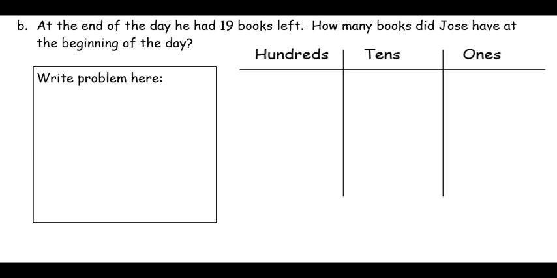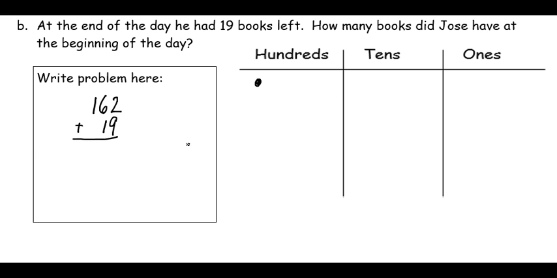The last question says, at the end of the day, he had 19 books left. How many books did Jose have at the beginning of the day? Well, we'll use the 162 books that he sold, and we'll add in the books that he had left at the end of the day. We'll show that on the place value chart first.